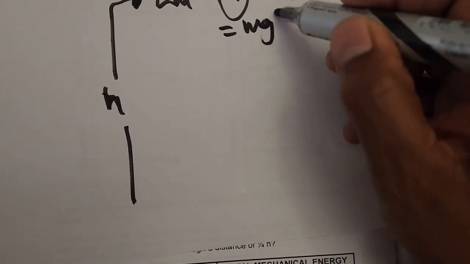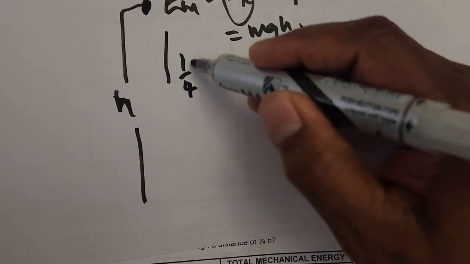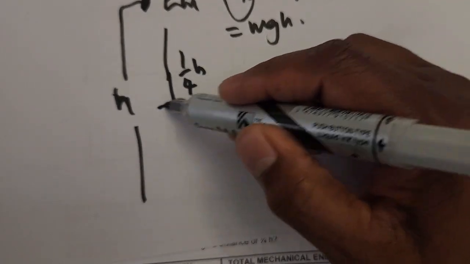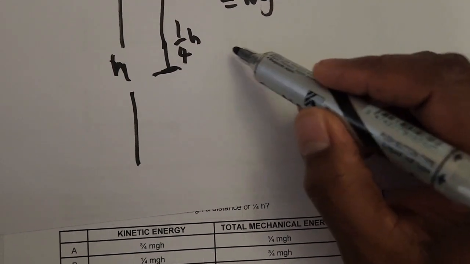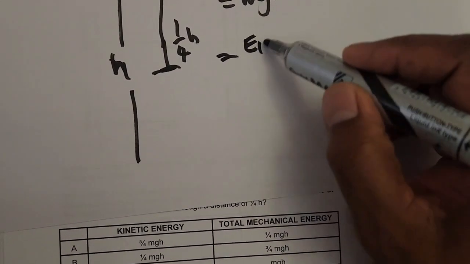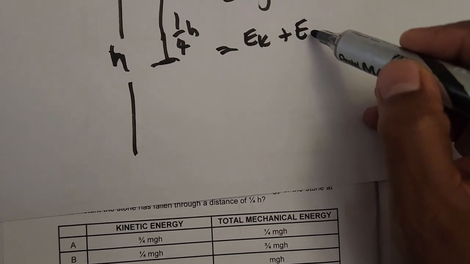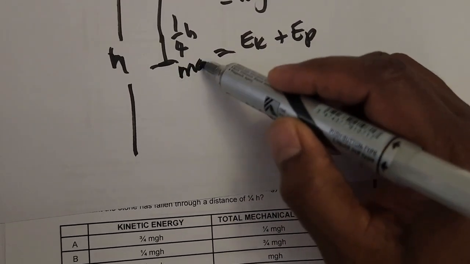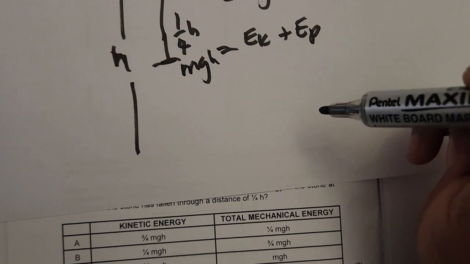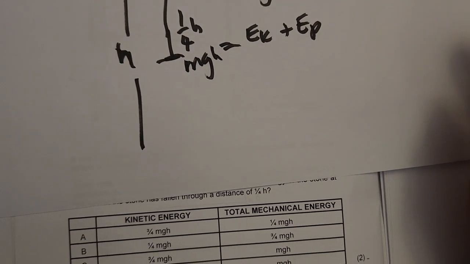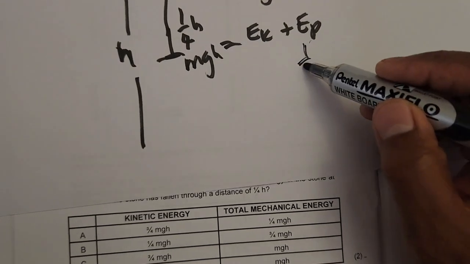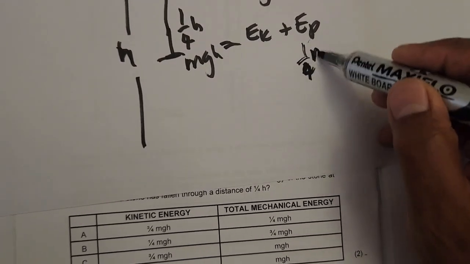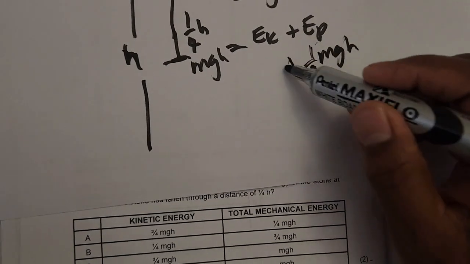Therefore, mechanical energy becomes mgh. Therefore, if it has fallen a quarter of that height, somewhere here, then at that point, remember the mechanical energy is still kinetic energy plus potential energy, which is mgh. Now they say in this case, which one of the following combinations will be the case? If it has fallen that far, the potential energy now is 1/4 mgh. What about the kinetic energy?